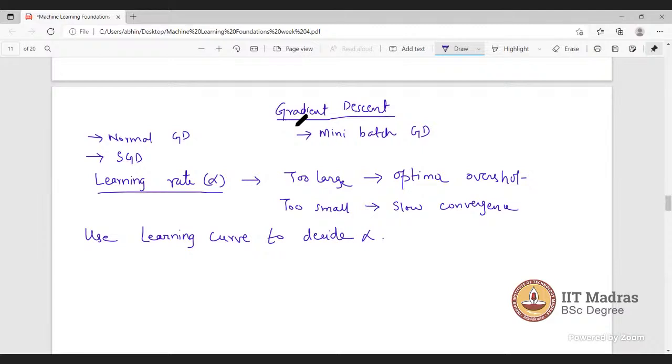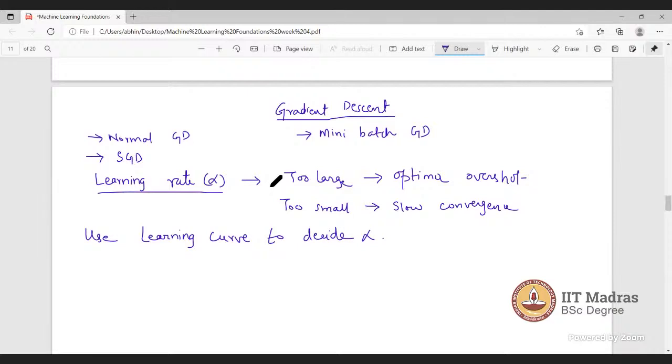That is what you are doing in case of gradient descent, which we have already studied in MLF. Next is the learning rate. Learning rate is basically what you multiply with the derivative that you are calculating at a particular point. So how big a step you take for the update is determined by the learning rate.